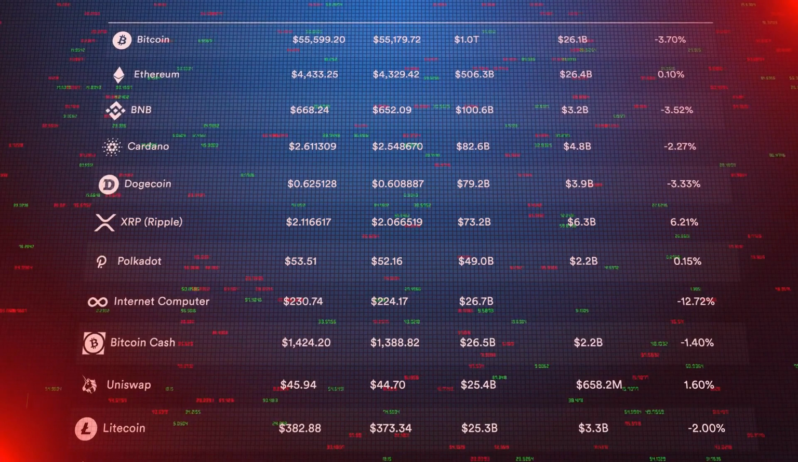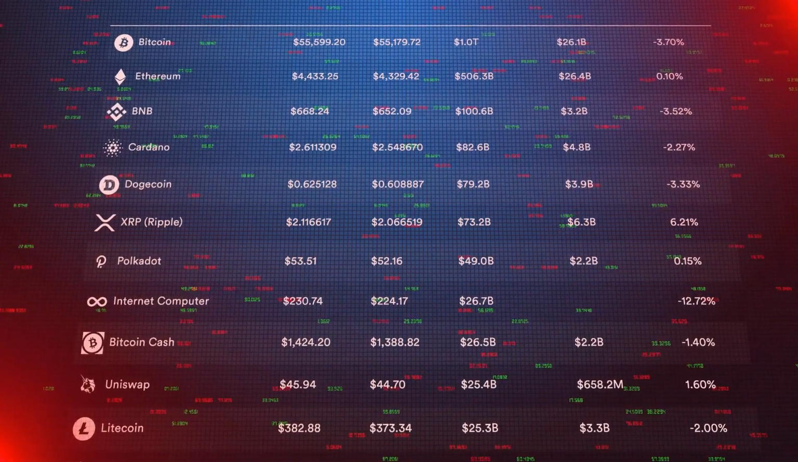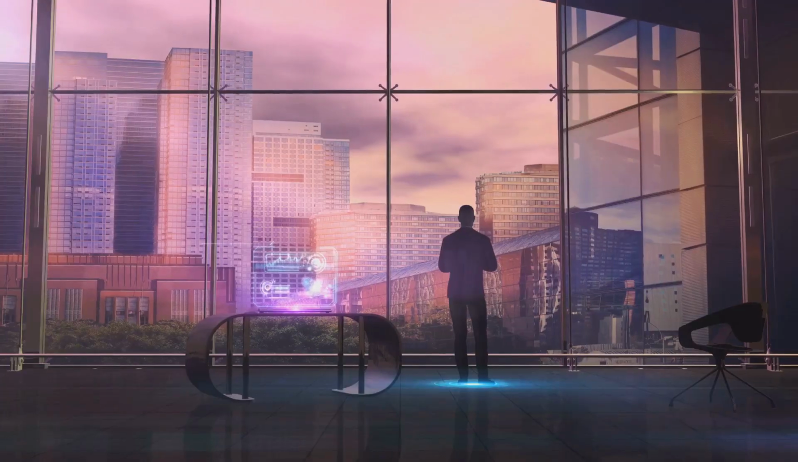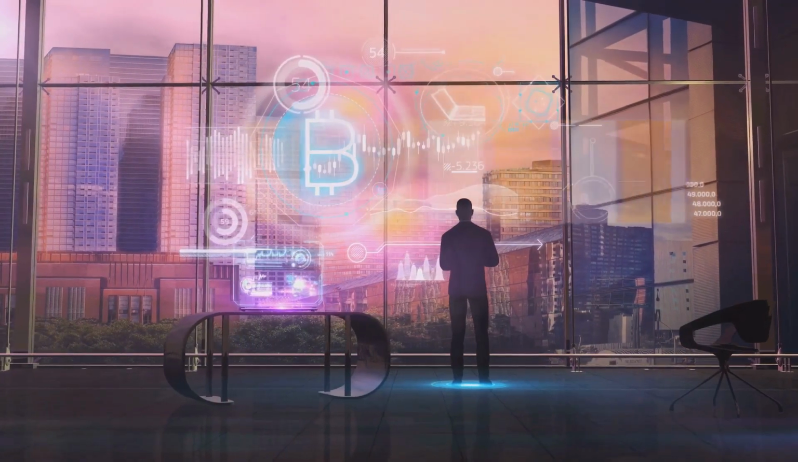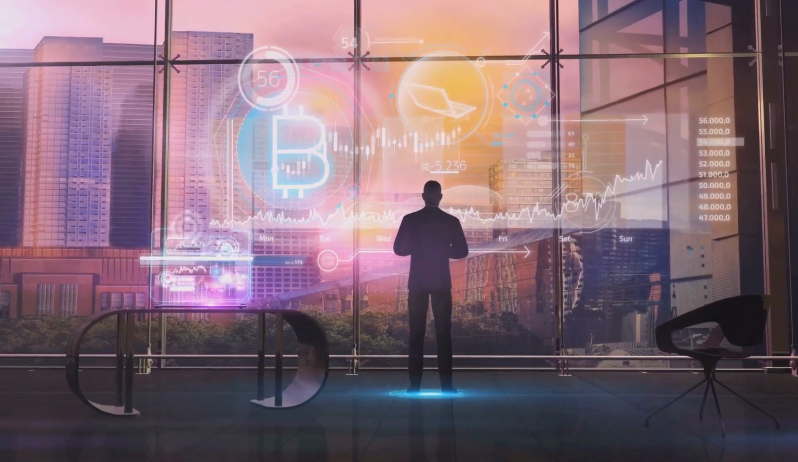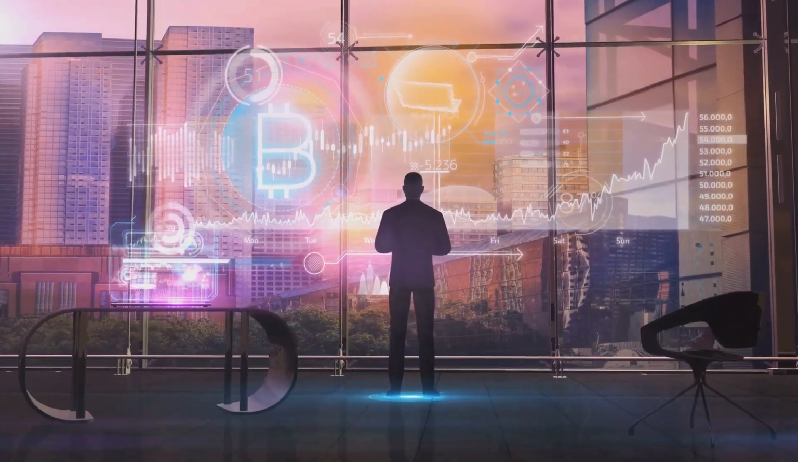Step 3 is purchasing coins. This is done on a cryptocurrency exchange. There are many exchanges out there, each with its own set of supported coins and fee structures. Choose an exchange that supports the small-cap coin you're interested in, create an account, and buy your coins.